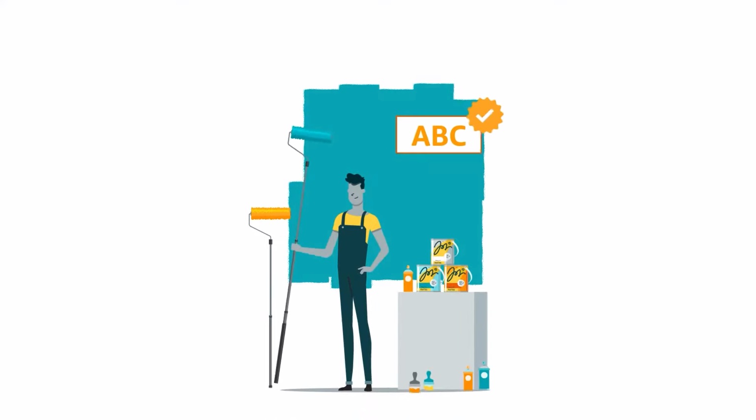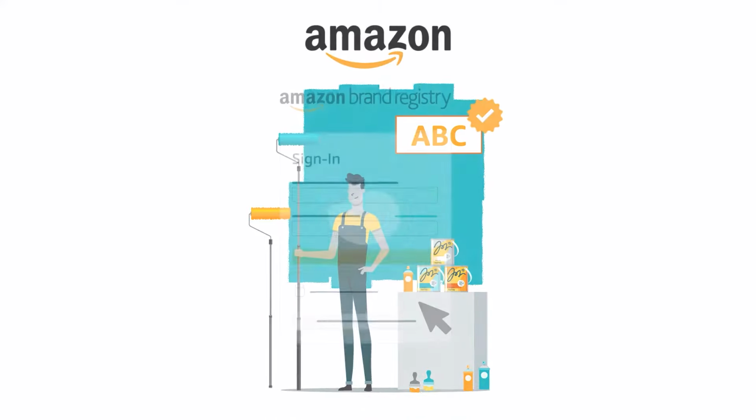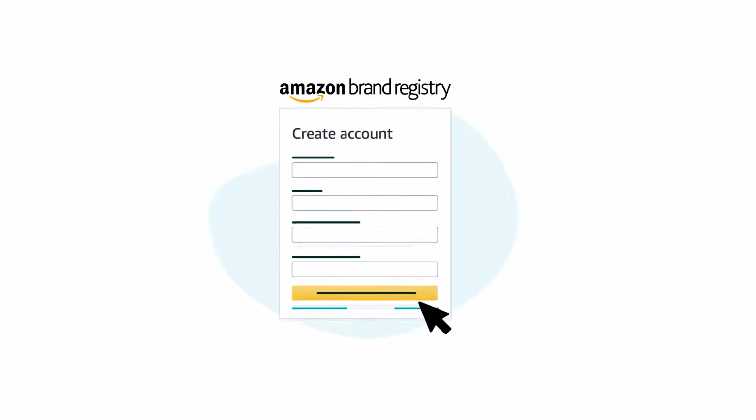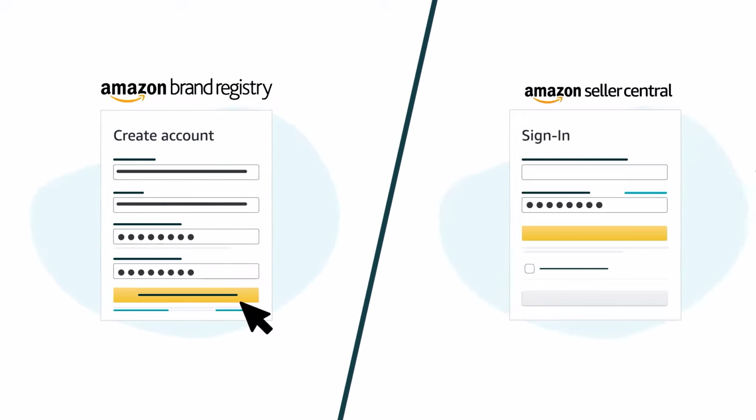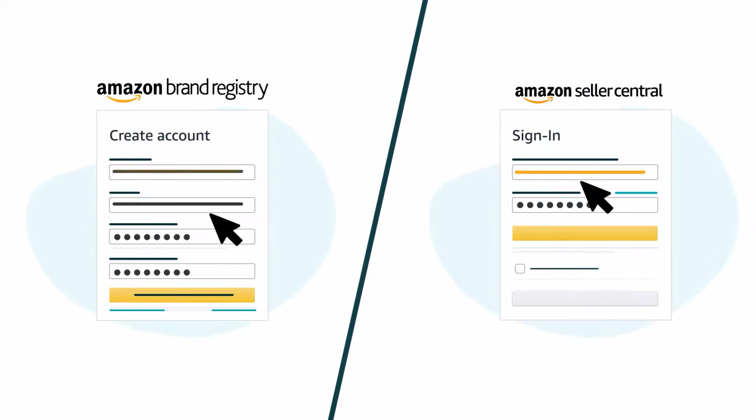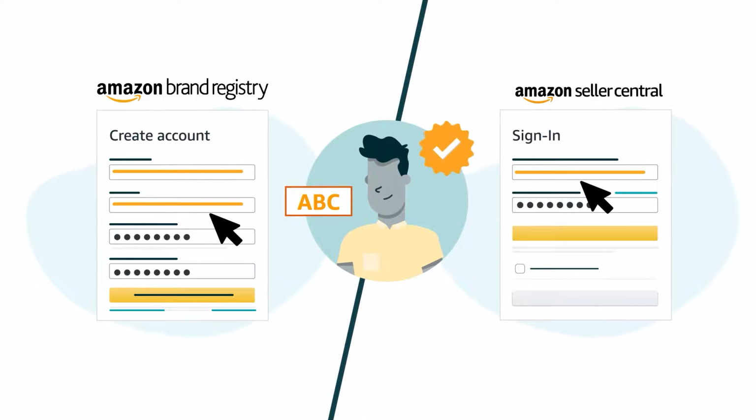When a seller wants to enroll their brand with Amazon, they start by creating an Amazon Brand Registry account if they don't already have one. They should create that account with the same credentials they use to sign into Seller Central. That ensures they'll have full access for the brand when they sign in to either portal.